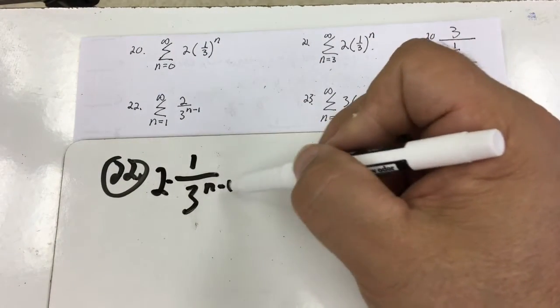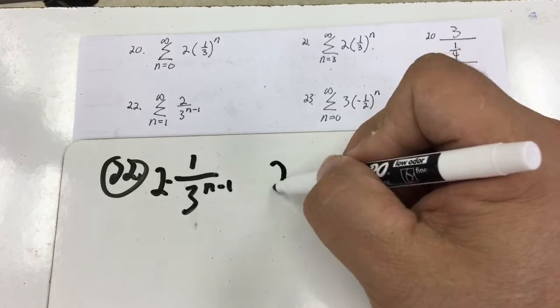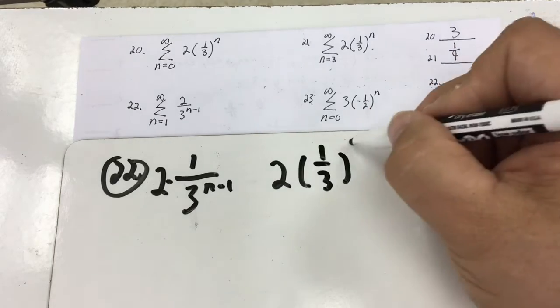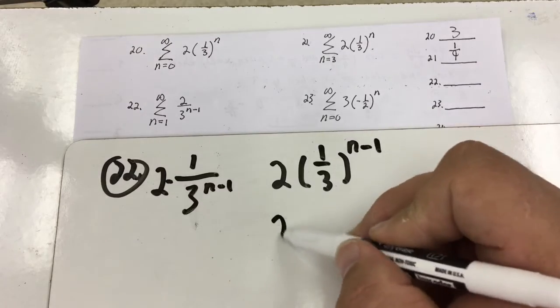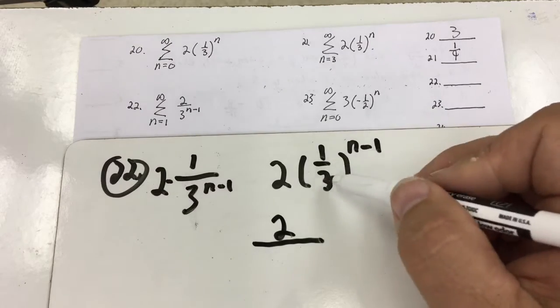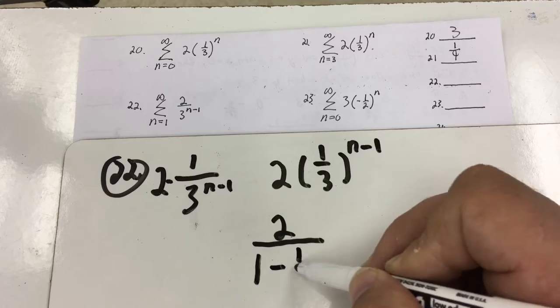And now I'm going to rewrite this, because 3 to the n minus 1, I could also rewrite this as 2 parentheses 1/3 to the n minus 1. Now I notice when I let n equal 1, that's going to give me 0, so my first term is going to equal 2. I have a common ratio of 1/3, which is less than 1, so it's going to converge, minus 1 over 3.